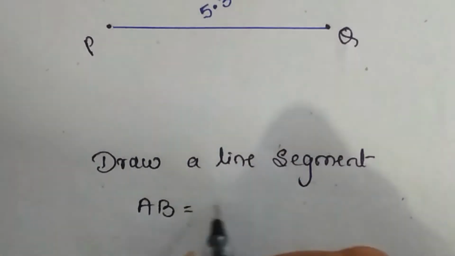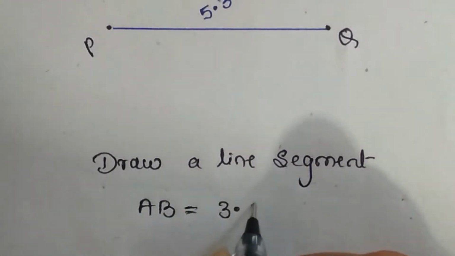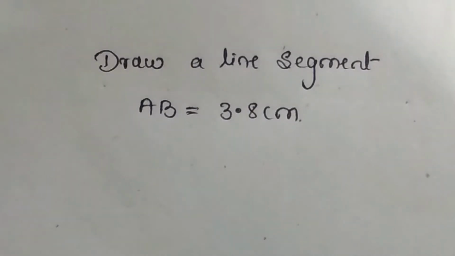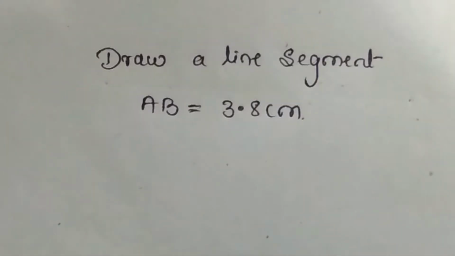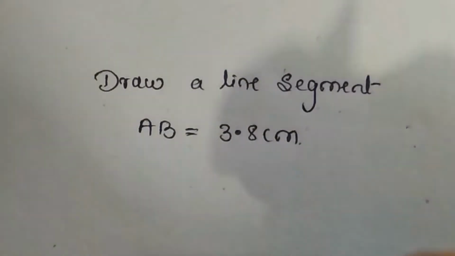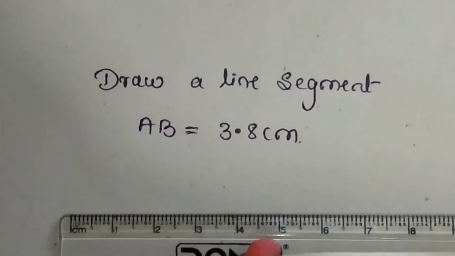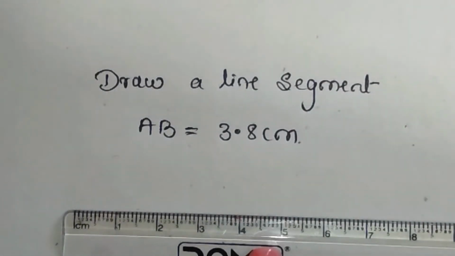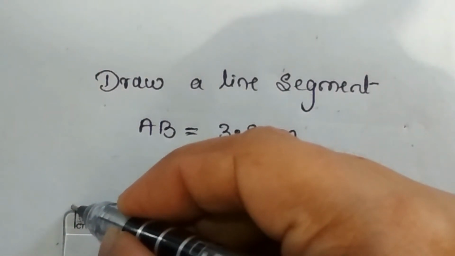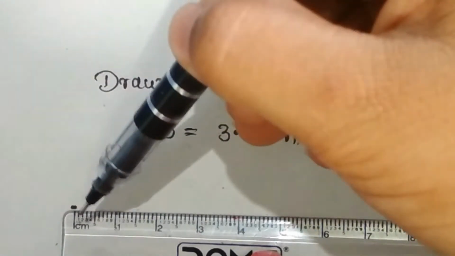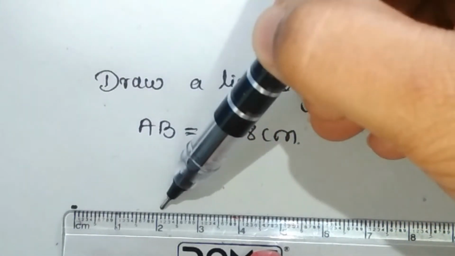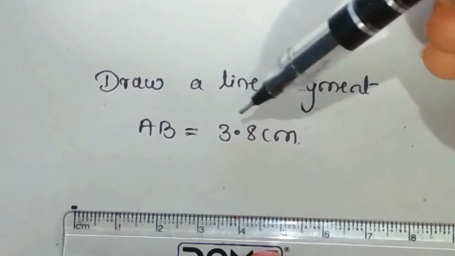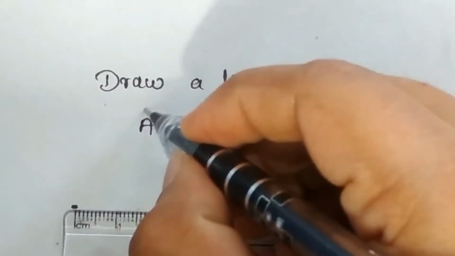AB as 3.8 centimeter. Can you try it? Okay, we will try it. First take the scale. Start from the 0. Keep 1 point here and count 1, 2, 3. After 3, how many lines do we have to consider? 8, because we need a 3.8 centimeter line segment.